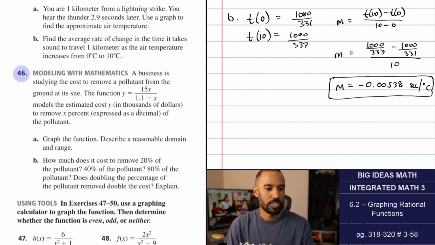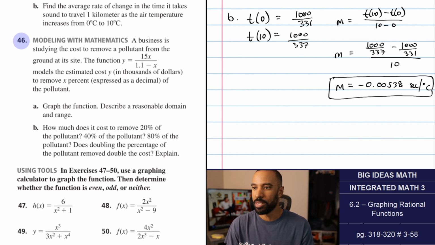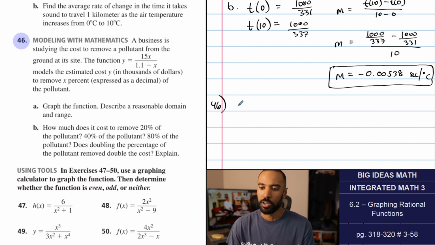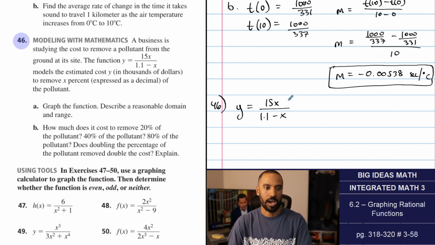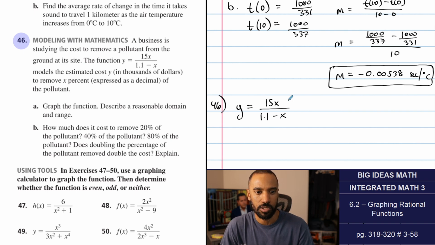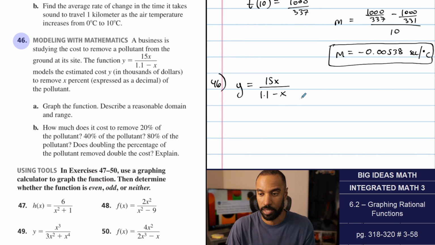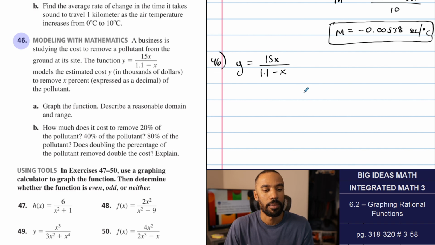All right, number 46, modeling with mathematics. A business is studying the cost to remove a pollutant from the ground at its site. I'll pretend like I know what they're talking about. The function y equals 15x over 1.1 minus x estimates the cost y in thousands of dollars to remove x%, expressed as a decimal, of the pollutant. I'm going to have to reread that later. Let's see what part A asks. Describe the function, graph the function, describe a reasonable domain and range.